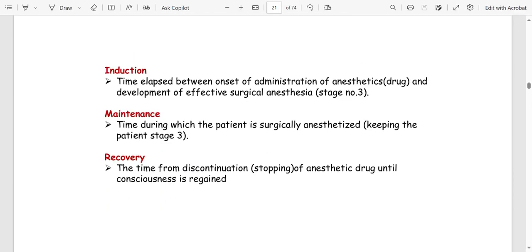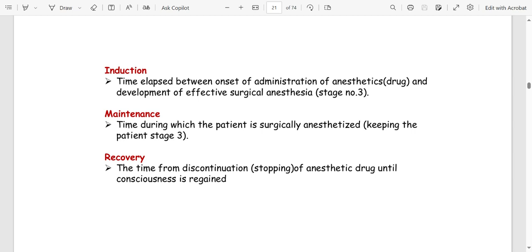So when you are giving anesthesia, there is the induction, maintenance, and recovery. Induction is the time elapsed between the onset of administration of the drug and development of effective surgical anesthesia, or stage 3. So induction is you've given the drug up to the time that the drug starts to work as you want it on stage 3.